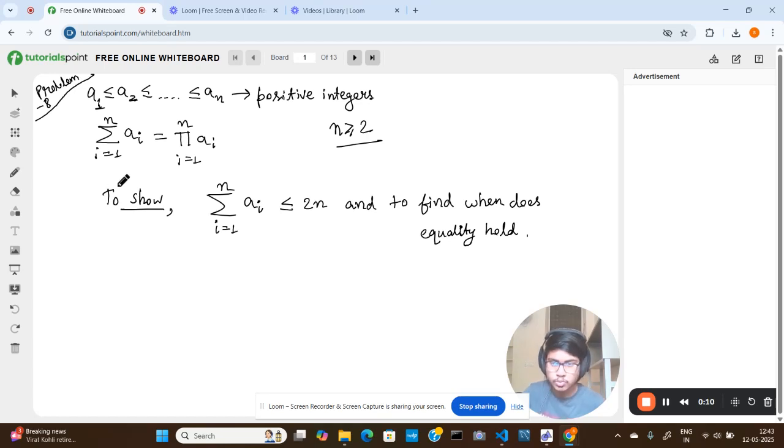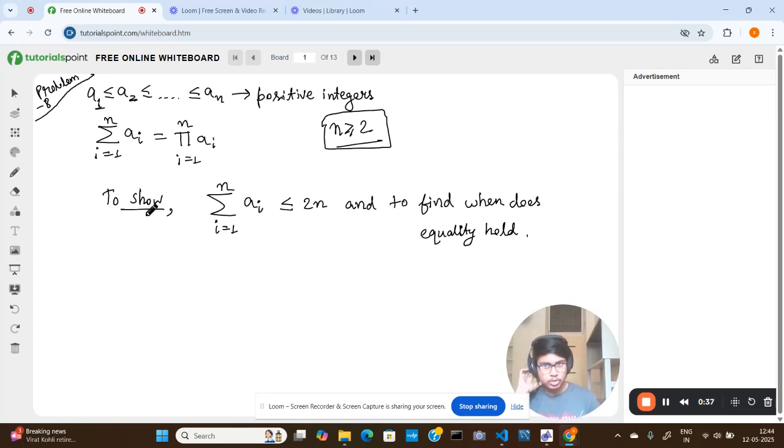Okay, so let's discuss problem 8 of the ISI Entrance Exam that happened yesterday. The problem says we are given n positive integers a1, a2, and so on up to an, and their order is also given: a1 is less than or equal to a2, and so on, less than or equal to an. n is greater than or equal to 2, and another condition is given: the sum of the positive integers is equal to the product of the positive integers.